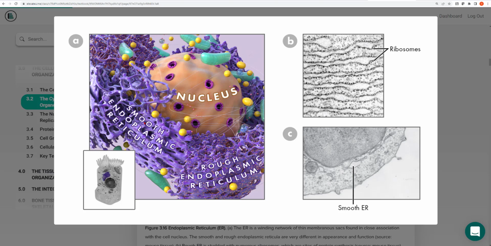There's another section of the ER called the smooth ER. Notice it does not have the ribosomes all over it. So the smooth ER does not make proteins. It does not have ribosomes. It has a different job. The smooth ER actually makes lipids. So the rough ER is in the business of making proteins. The smooth ER is primarily in the business of making lipids.